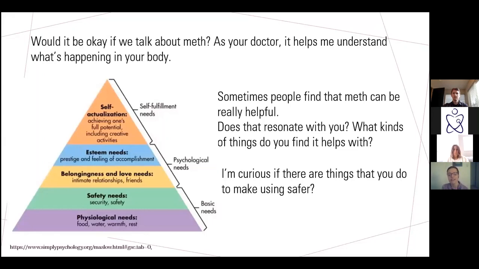And then finally asking, I'm curious if there are things that you do to make using safer. We'll talk a little bit more about specific harm reduction strategies, but a lot of times people are already doing things. So already getting clean needles, already making sure that they're only using their own supplies, or doing things like using lemon juice or licking needles, that maybe are intended to be safety measures but probably aren't achieving that effect. And that's an area to give people more information.